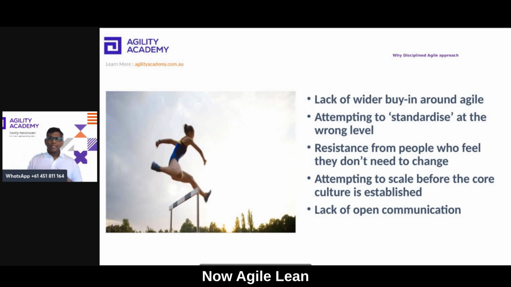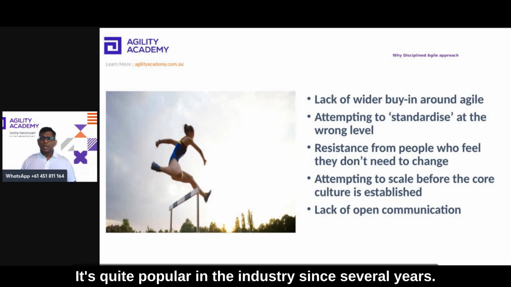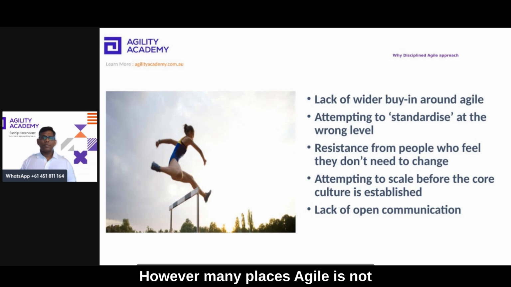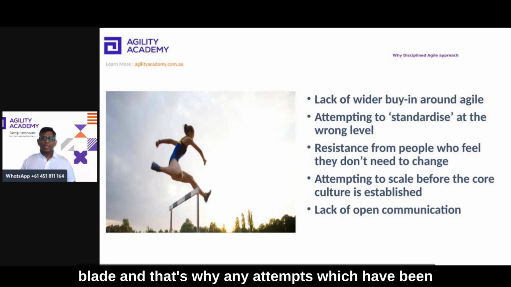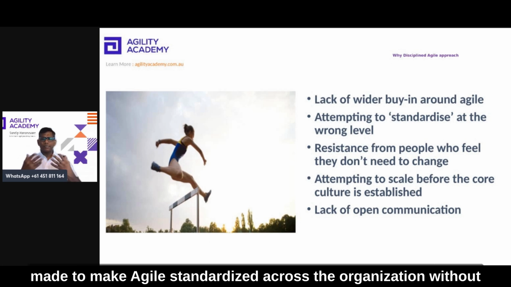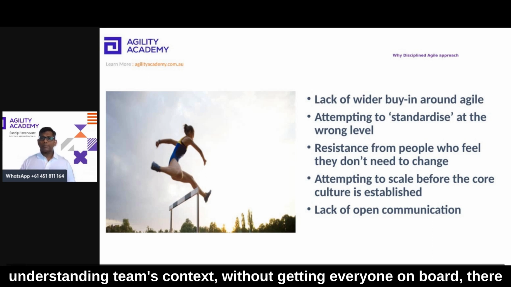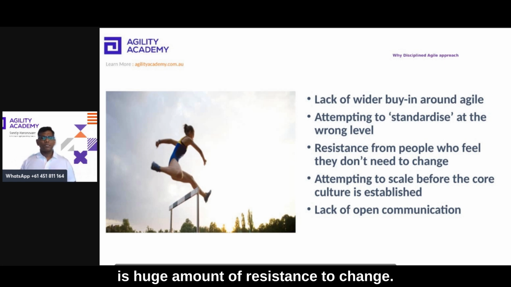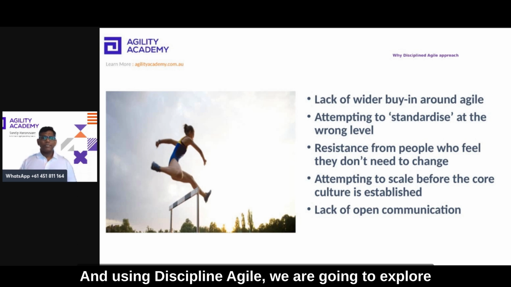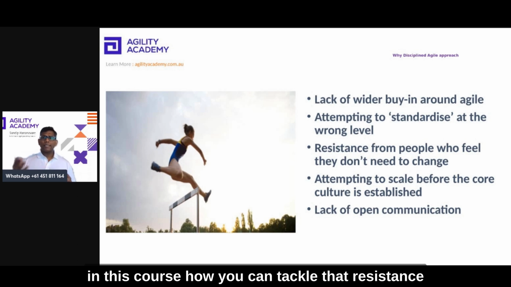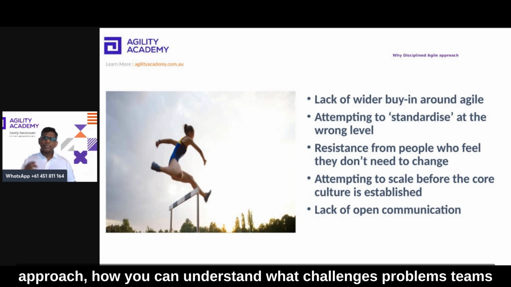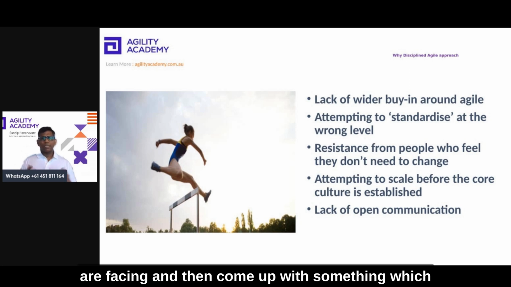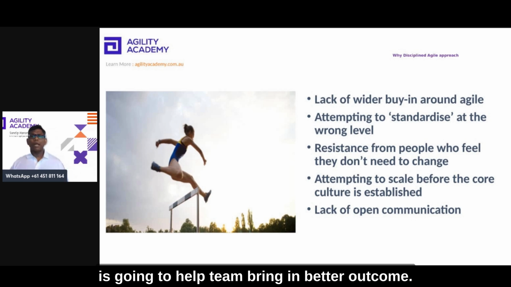Now, agile and lean have been quite popular in the industry for several years. However, in many places agile is not getting popular because of some reasons. There's no one size fits all, there's no silver bullet. And that's why any attempts to make agile standardized across the organization without understanding the team's context, without getting everyone on board, meet with a huge amount of resistance to change. Using Discipline Agile, we are going to explore in this course how you can tackle that resistance to change, how you can take a context driven approach, how you can understand what challenges and problems teams are facing, and then come up with something which is going to help the team bring in better outcomes.